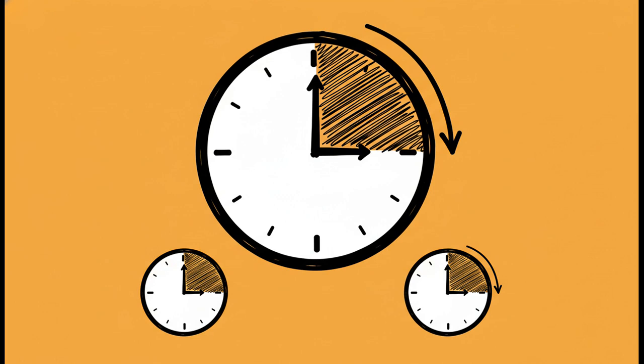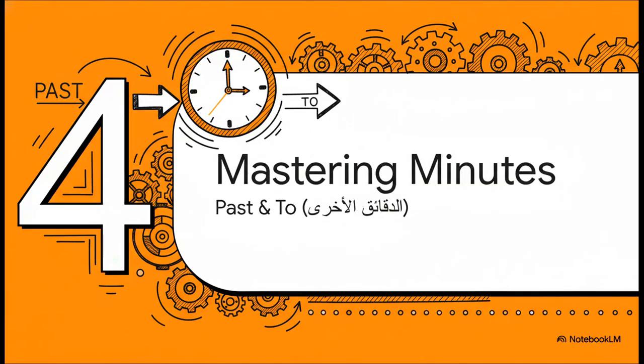Okay, now here's the one that can feel a little tricky at first, but I promise it's easy once it clicks. When there are 15 minutes left before the next hour, we say quarter to. The key here, and this is super important, is that you're talking about the next hour. So for 8:45, you're not thinking about 8, you're thinking about 9. It's quarter to 9. And for 11:45, the next hour is 12, so it's quarter to 12. Fantastic!